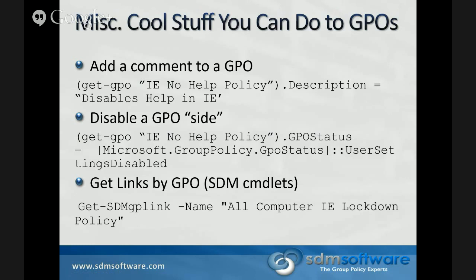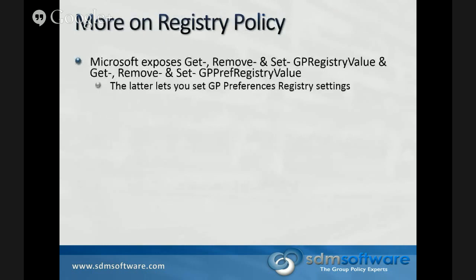So, I'm probably beyond these slides at this point. A little bit more on registry policy. So I mentioned, or I used, the GP registry value commandlets, get, set, or remove are in there. GP pref registry value lets you get, set, and remove GP preferences registry. So you know that under GP preferences, there's a registry area where you can make free-form registry entries in policy. This is writing to that section. So this commandlet that Microsoft provides writes to that section.